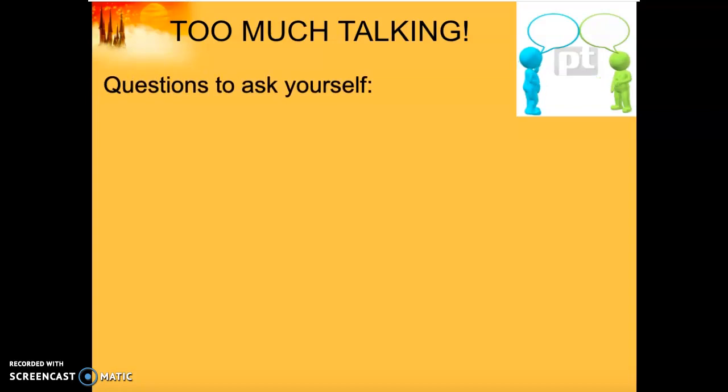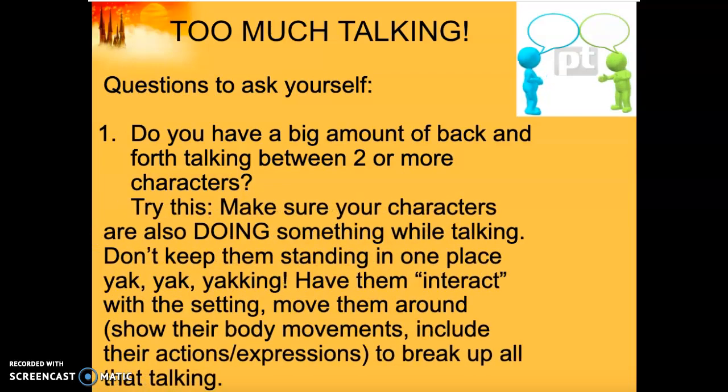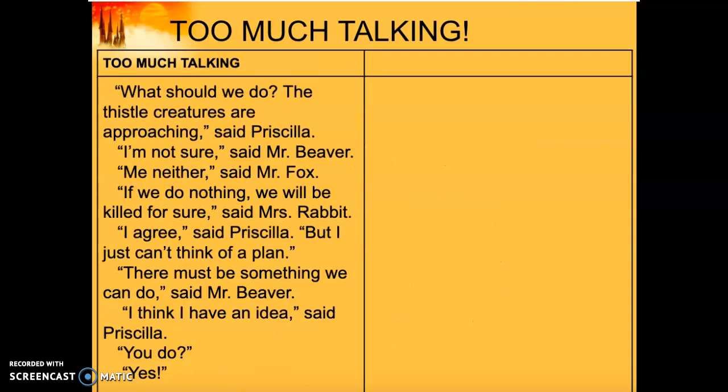So we don't want too much talking. Some questions to ask yourself. When you're writing, if you're noticing that you have a big amount of back and forth talking between two or more characters, where it just seems to go on and on, back and forth, well, you need to try something because that's not good. Make sure your characters are also doing something while they're talking. Don't keep them standing in one place, just yakking. Have them interact with the setting. Have them move around, show their body movements, include their actions or expressions to break up all of that talking. Let's see what this looks like.